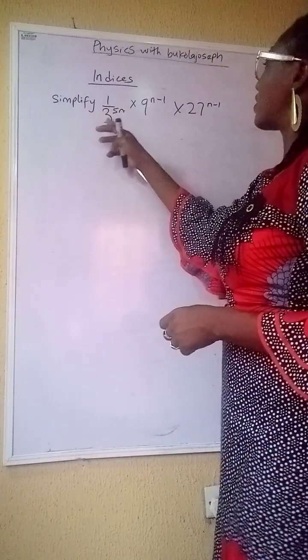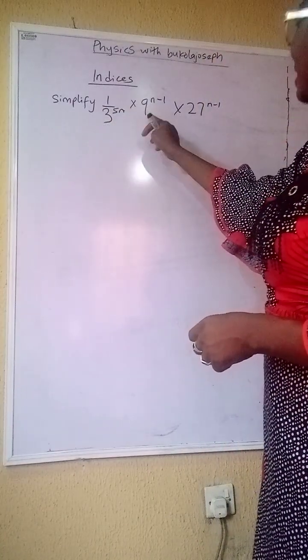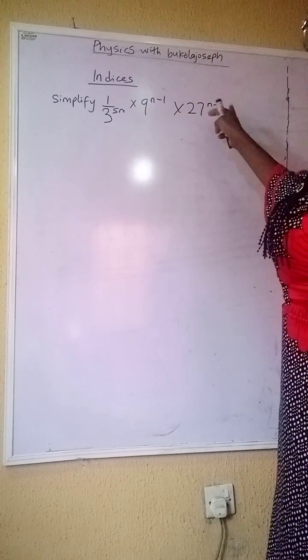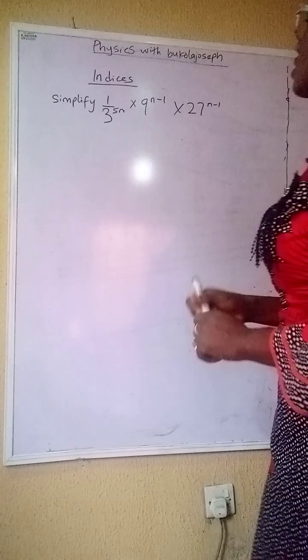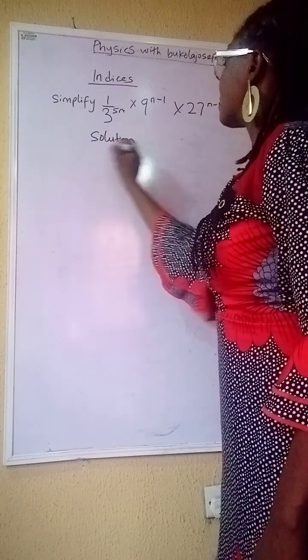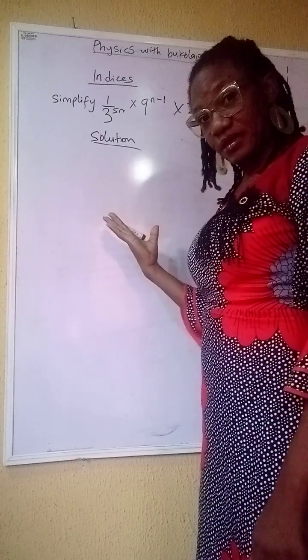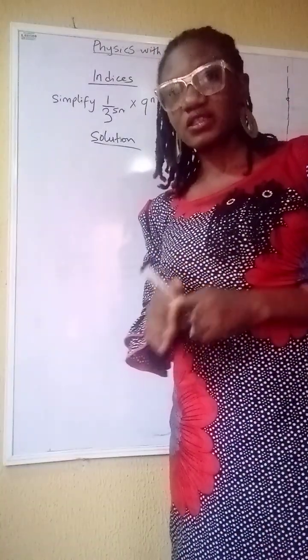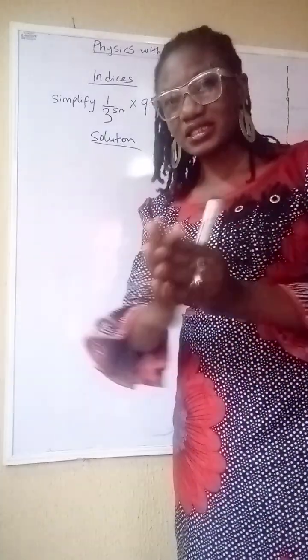Simplify 1 over 3 raised to power 5n times 9 raised to power n minus 1 times 27 raised to power n minus 1. Solution. If you have this kind of problem, we try as much as we can to convert whatever we have to the same base.